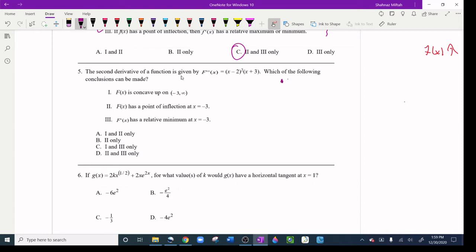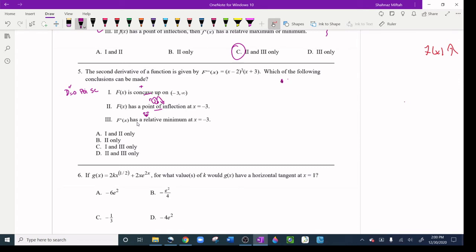Number 5, the second derivative of the function is given by f double prime x equals (x minus 2) squared times (x plus 3). Which of the following conclusions can be made? So what are the conclusions? Concave up, point of inflection, and relative minimum. For all of this, we need the second derivative. For concave up, point of inflection, and relative minimum, we need the second derivative, you make it equal 0, get the point of inflection, and then make a sign chart to decide if it's concave up or a point of inflection. Concave up means if it's positive, point of inflection wherever concavity changes, like up and down, down and up. Relative minimum, if it's concave up, then this is a relative minimum.